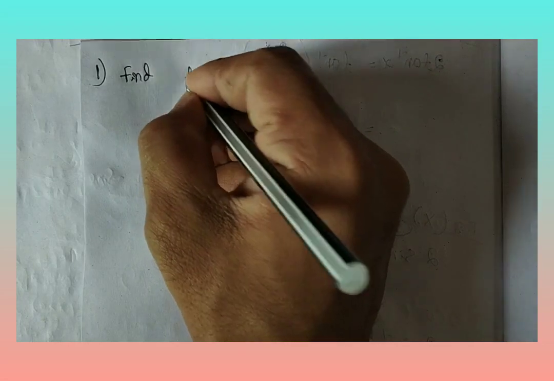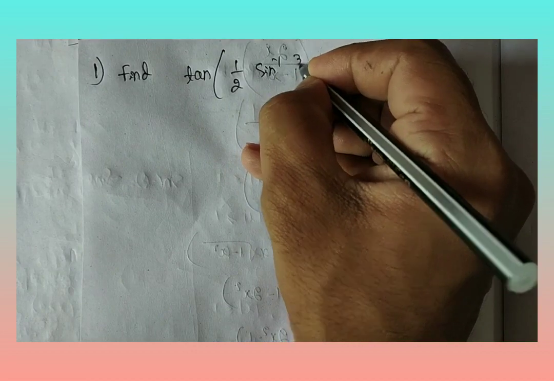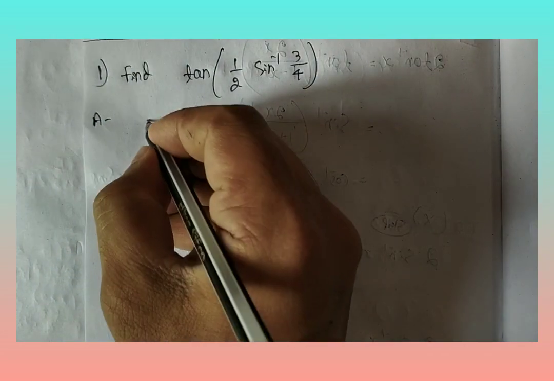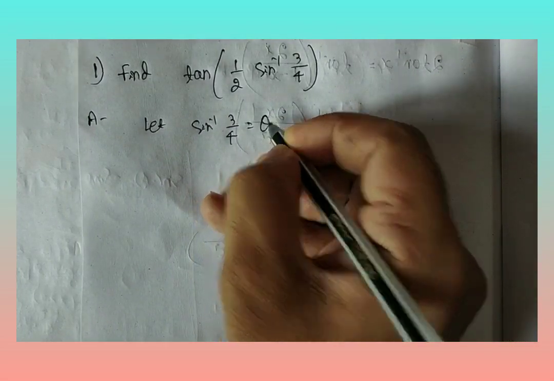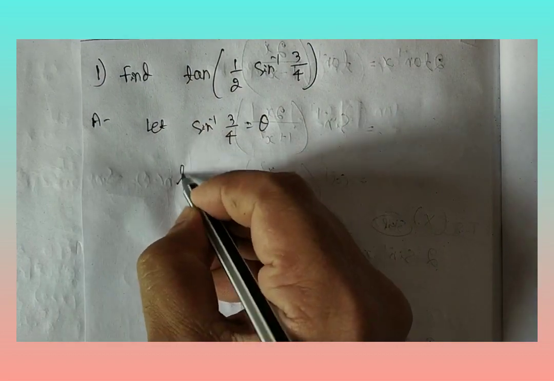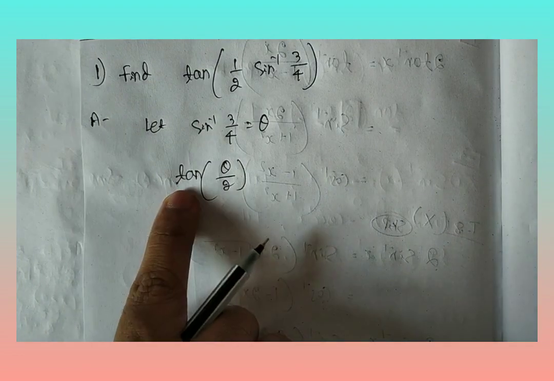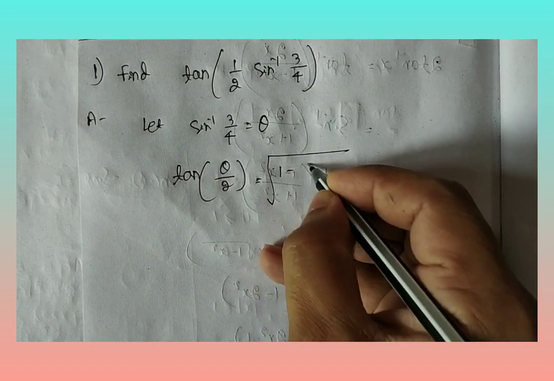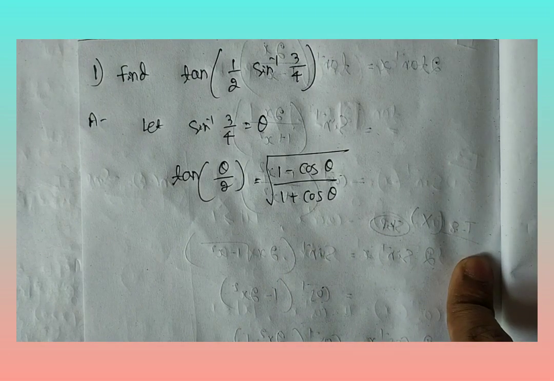Find the value of tan of 1 by 2 sine inverse 3 by 4. This is our first question. Step 1. Let sine inverse 3 by 4 be equal to theta and put it here. It becomes theta by 2. Now put the formula of tan theta by 2. First, the formula: root over 1 minus cos theta divided by 1 plus cos theta.